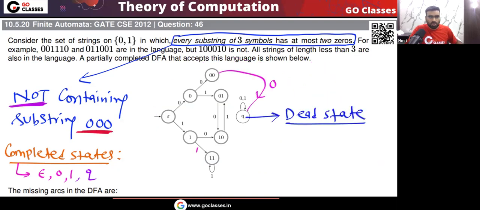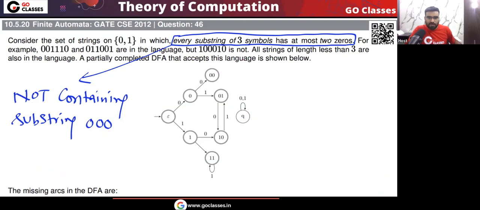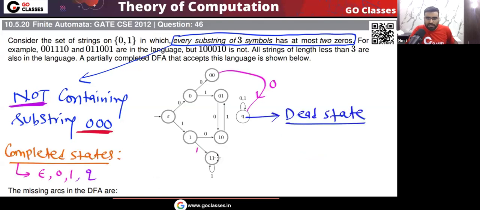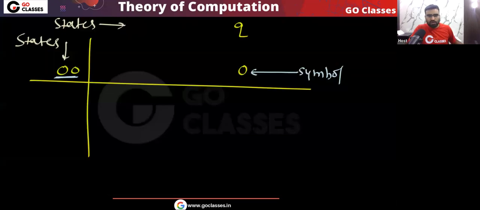Okay, so you can just solve this question very easily. In this state double one, if symbol 0 comes, then where will I go? I will go to state 1 0, right? So this is what I'm saying: in this state double one, I will go to state 1 0 on symbol 0.